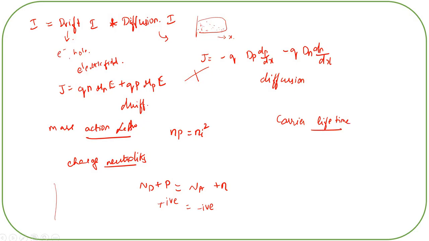Carrier lifetime is the time for which, on average, a charge carrier will exist before recombination with a carrier of opposite charge. The value is from nanoseconds to hundreds of microseconds, and it depends on the temperature and impurity concentration in the semiconductor.